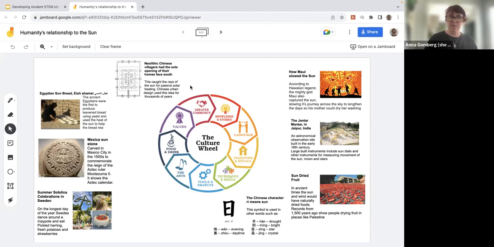So I found these examples from all around the world, and all throughout time. What I had the students do was they had these as little cards in small groups, and they had a bigger piece of paper, and together they just tried to determine, for example, they look at this one: Neolithic Chinese villages had the sole opening of their homes face south. This caught the rays of the sun for passive solar heating. Chinese urban design used this idea for thousands of years. So, passive solar heating, not a new concept.